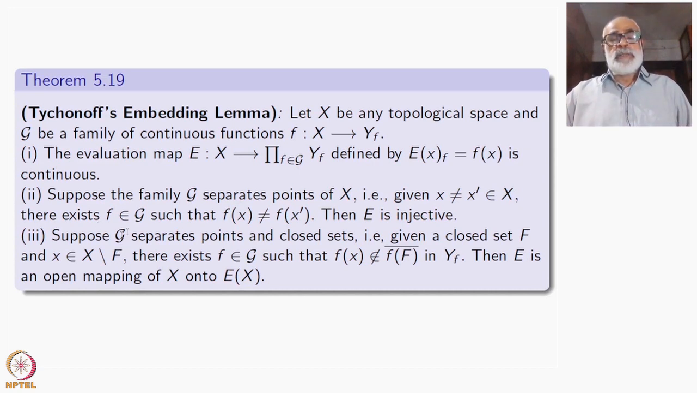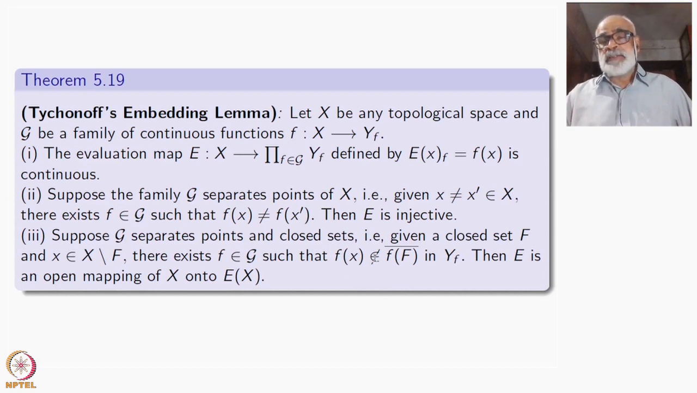The third statement is again some condition on the family G. Suppose the family G separates points and closed sets. That is just saying that given a closed set F and a point x not in the closed set, there must be a function f inside G such that f(x) is not inside the closure of f(F). See, F is a closed set, f(F) may not be a closed set. You take the closure of that, f(x) must be outside this closure. That is the meaning of this separation of a closed set and a point which is not there.